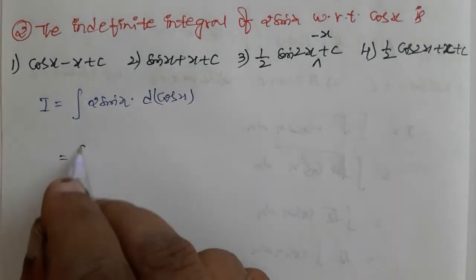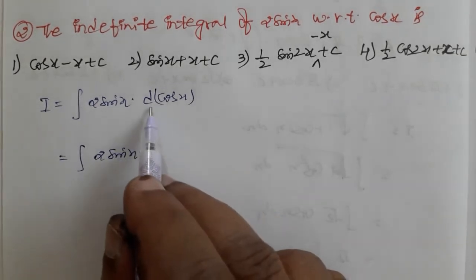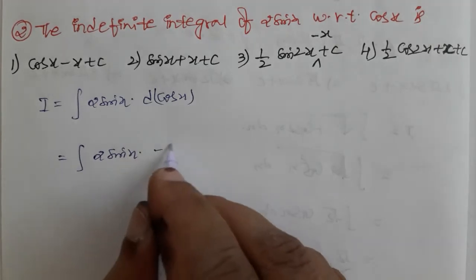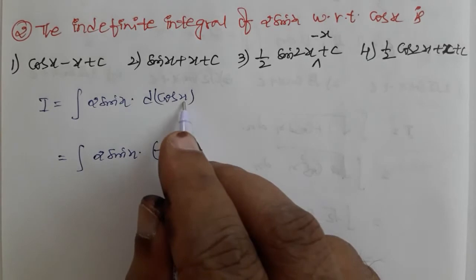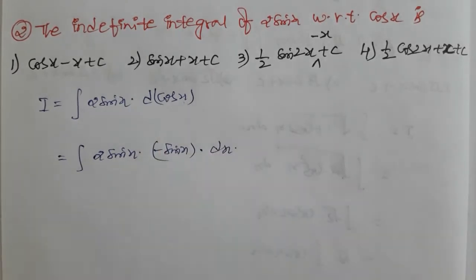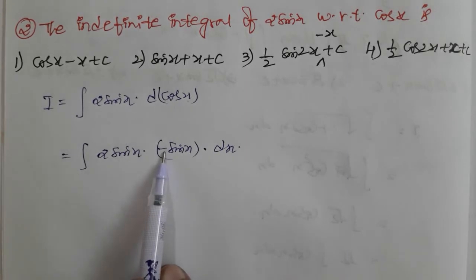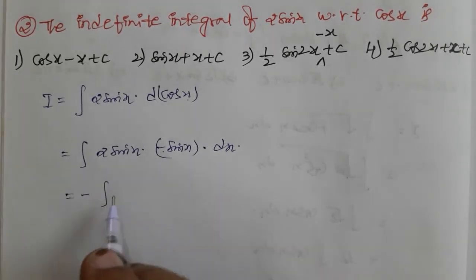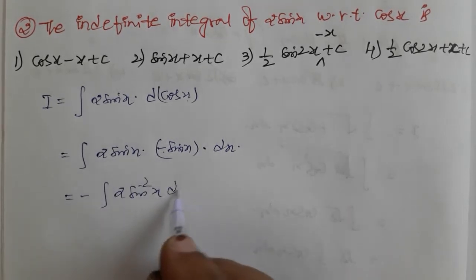So that can be written as 2 sin x d of cos x, which means the derivative of cos is minus sin x times d of x. So here we write dx. Now minus can be written outside of the integral: minus of integral of 2 sin square x dx.